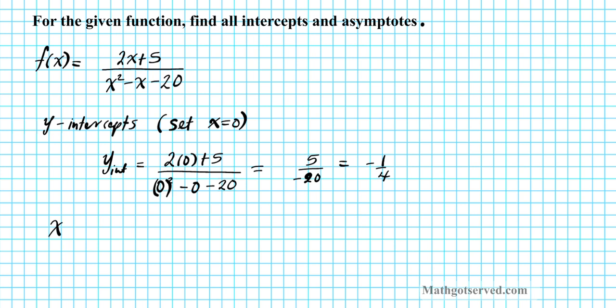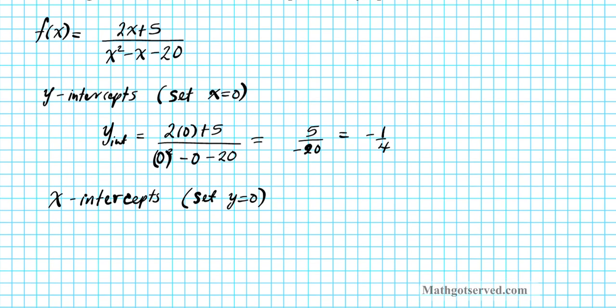And then how do we find our x-intercepts? To find our x-intercepts, we're going to set the other variable, namely y, or f of x, to 0. And then solve for x, okay? So let's go ahead and do that. We're going to have 2x plus 5 divided by x squared minus x minus 20, set that equal to 0.